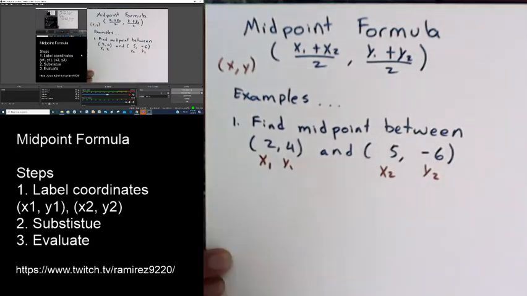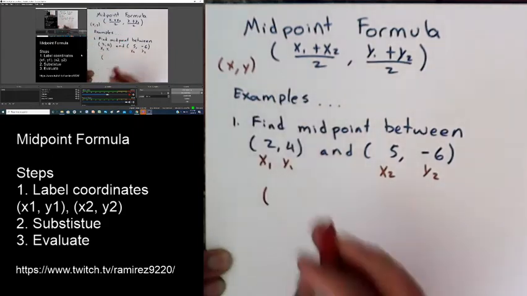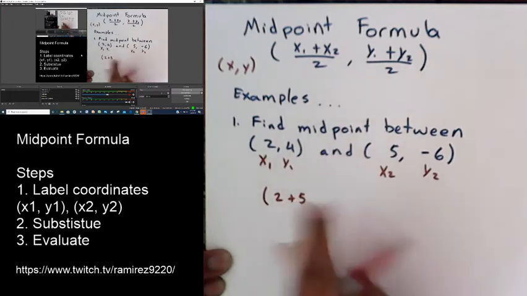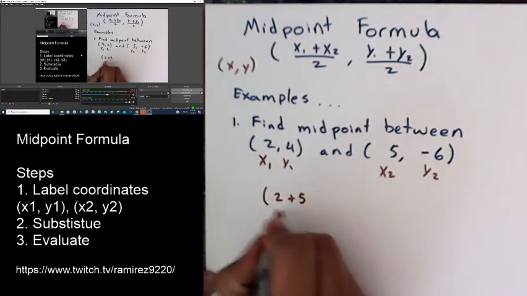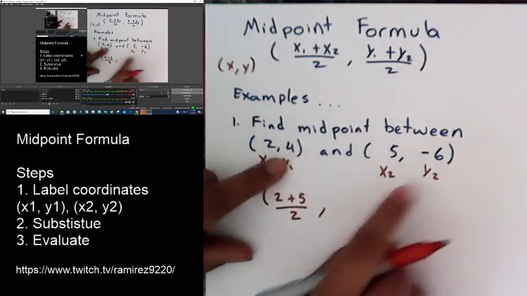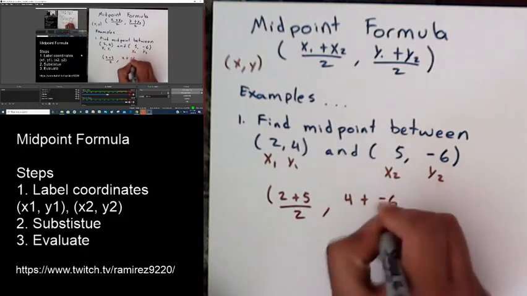All right, step two is going to be just to plug it in, right? So you'll see how we're just adding here. So this is 2 plus 5. I'm adding the x's only, and I'm dividing that by 2. Now I'm going to do the same thing for the y's. 4 and negative 6. 4 plus negative 6 over 2.